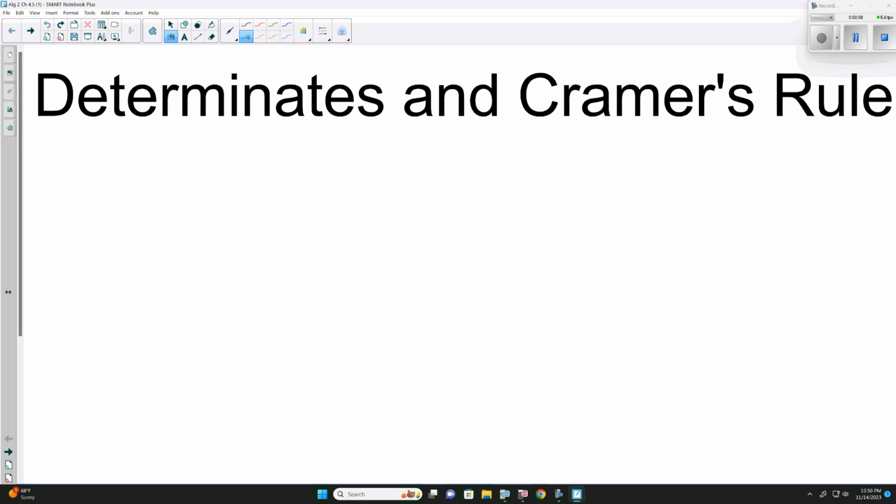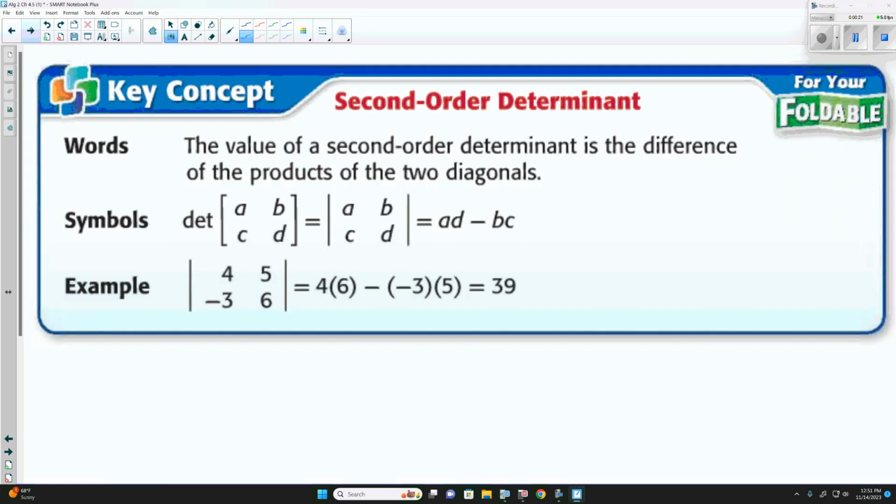No. What we're covering today is determinants. Tomorrow we'll be covering Cramer's rule, which is just solving systems using determinants. Now, the value of a second order determinant is the difference of the product of the two diagonals. We're going to multiply these two together and subtract from it the product of these two.